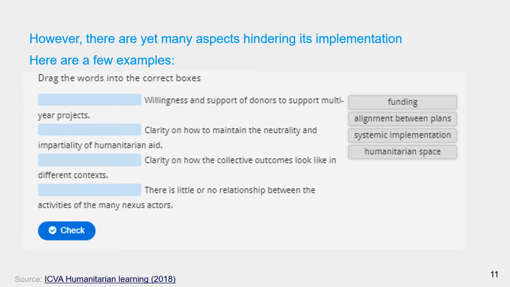Despite the history of efforts and the recent commitments, challenges remain. Here are a few examples of the many aspects that are hindering the implementation of the triple nexus.